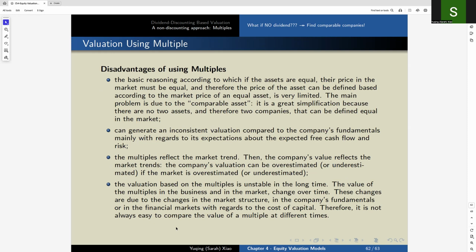Of course, multiples have some serious drawbacks too. The biggest issue is finding truly comparable companies. No two firms are identical. So using a benchmark PE is always an approximation. Also, multiples can ignore fundamentals. If the market is overvalued, your multiples-based valuation will be too high. If the market is undervalued, it will be too low.